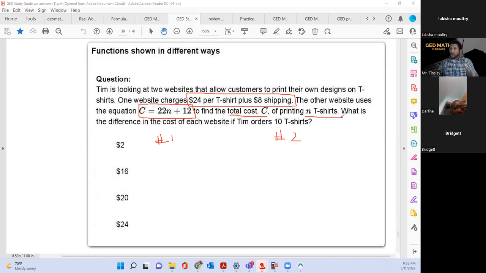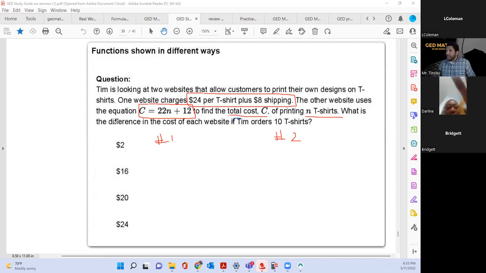Identify your givens. So, for example, what you did was you said, hold on, 1 t-shirt is going to cost you $24 times 1 plus 8. That's what you said. But guess what? We're not trying to find out how much 1 costs. We're trying to figure out how many costs. 10. Okay. Identify your givens and then identify what they want to know.